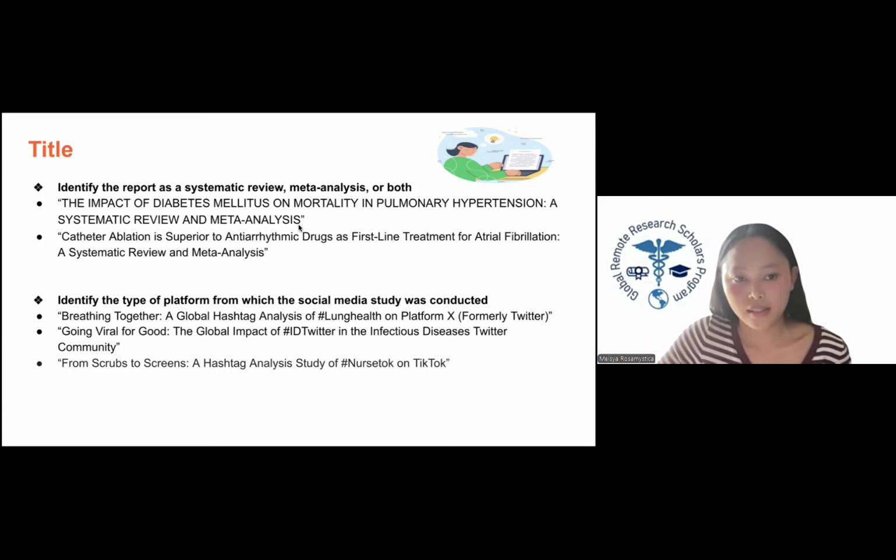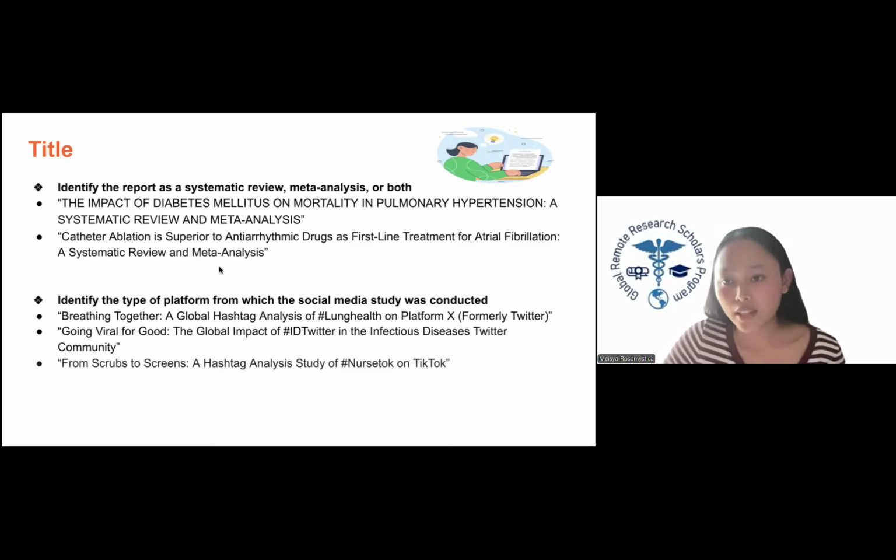and meta-analysis. Now, by looking at this title, at least I can appreciate the PICO of the research topic. It was the impact of diabetes mellitus on mortality in pulmonary hypertension. So the population was pulmonary hypertension, the intervention was diabetes mellitus, and basically we're looking at the mortality in this research topic.